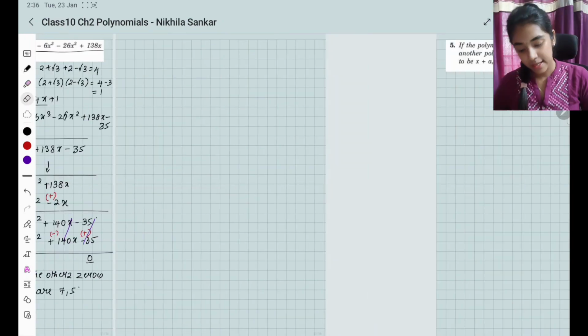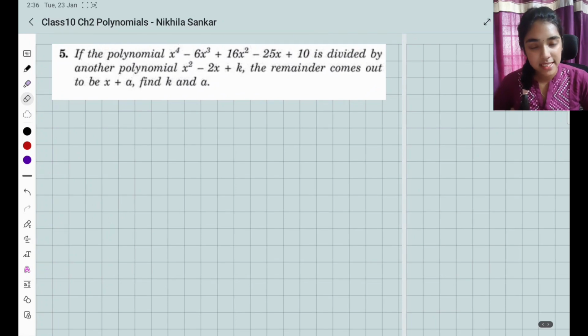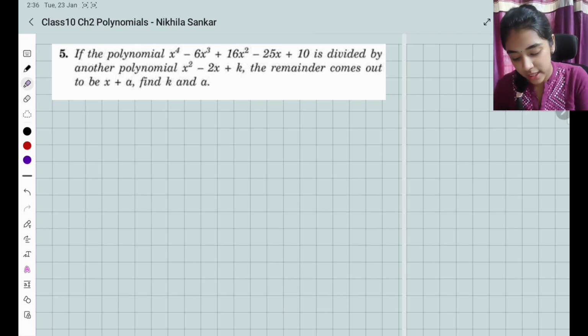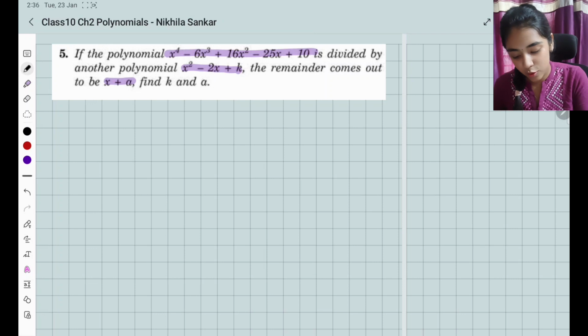Okay. Now the last question. This kind of question was asked in my 10th standard final exam, so they may ask you too. This is an omitted portion, but still it's better to know. If you know this, it will be very very helpful. Now what is given? If the polynomial, so this is the dividend, is divided by another polynomial, which is the divisor, the remainder comes out to be x plus a.